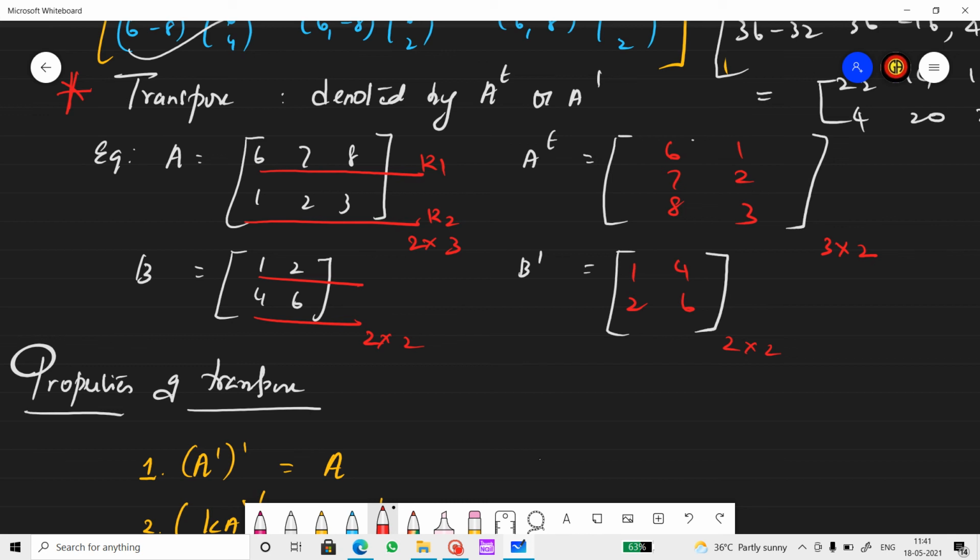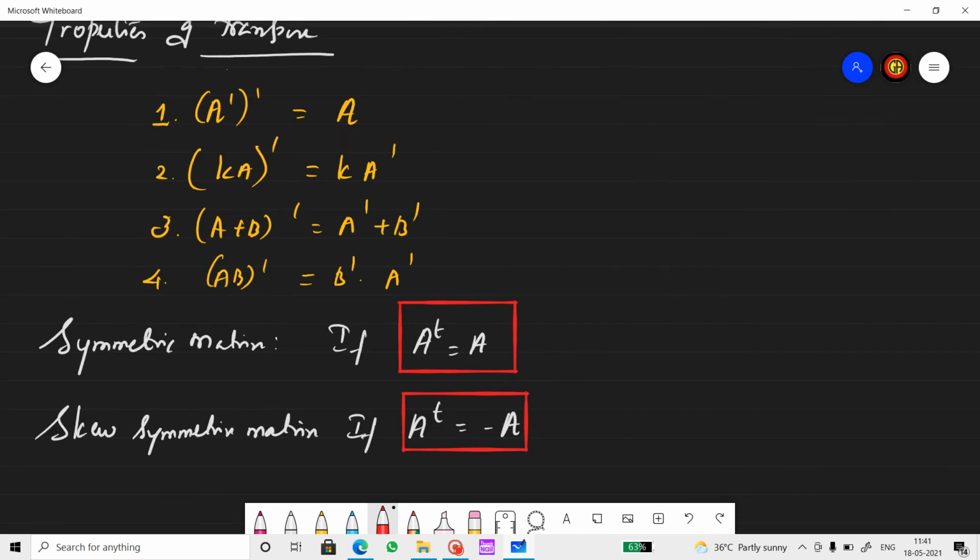Some of the important properties of transpose. A transpose, the whole transpose is A. So if you transpose and transpose again, you come back to the original form. Constant into A, the whole transpose: you take the constant out and you transpose only the matrix. See, transpose is possible only for a matrix, not for an element. So if there is a number and then A, whole transpose, you take the number out and you transpose only the matrix. Next one, A plus B, the whole transpose, which is A transpose plus B transpose.